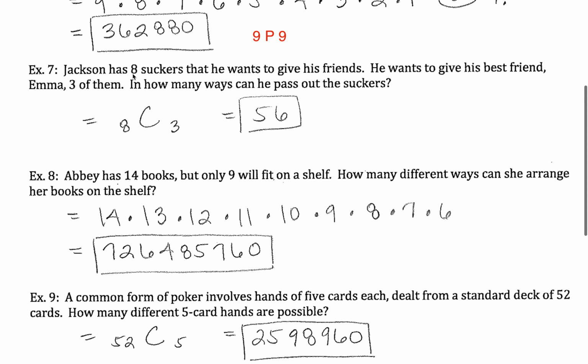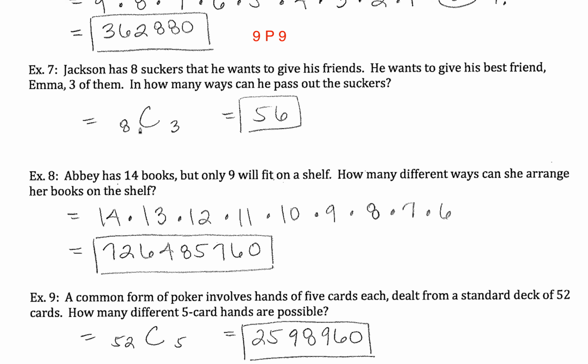Here we have Jackson has 8 suckers that he wants to give to his friends. He wants to give his best friend, Emma, 3 of them. How many ways can he pass out the suckers? Emma's getting 3 of those suckers. It doesn't matter if she gets the blueberry one first or third, she's still getting 3 of the suckers. So that's why order doesn't matter because her 3, doesn't matter what, she's going to get all 3 of them basically at one time. Or she's going to get all 3 no matter what, however you want to think about that. So it's a combination.